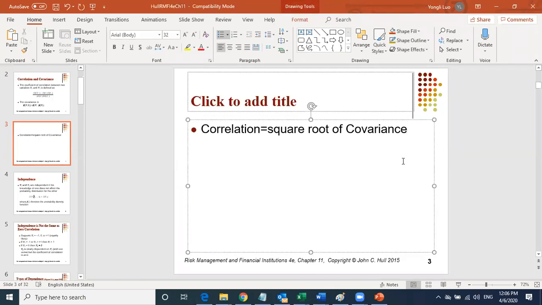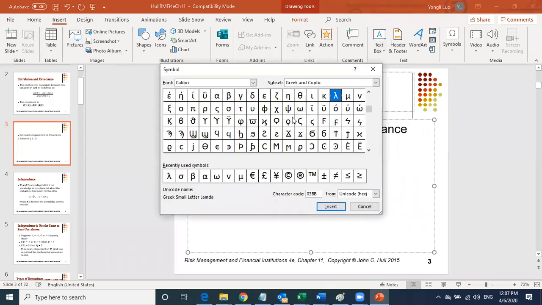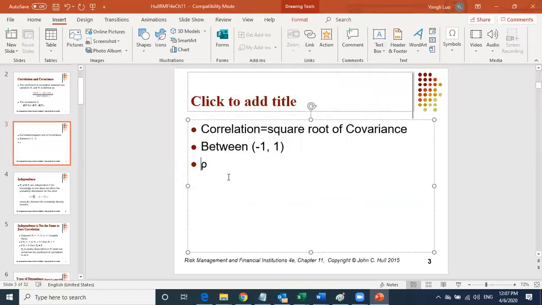The correlation is going to be between -1 and 1. When you calculate the correlation, it's going to be between -1 and 1. For correlation we use a Greek letter, the Greek symbol called rho.